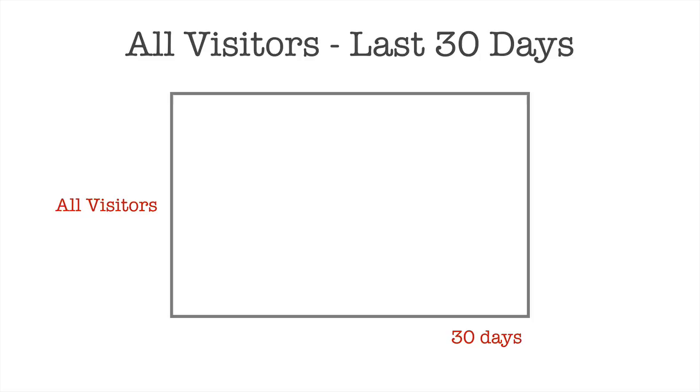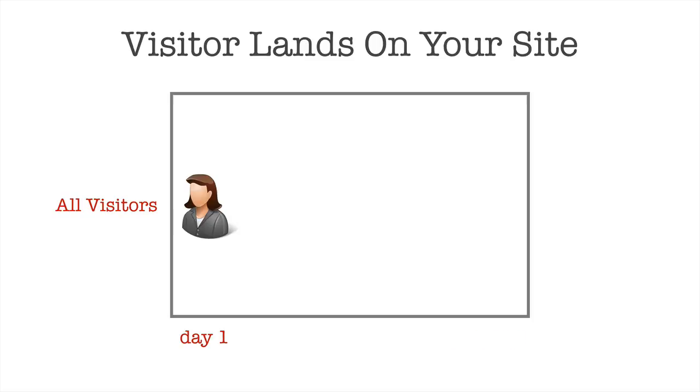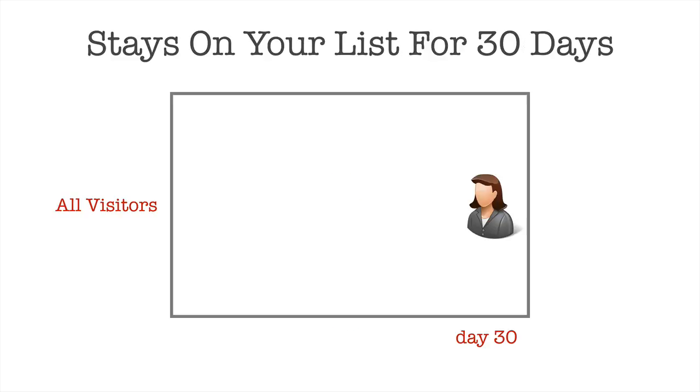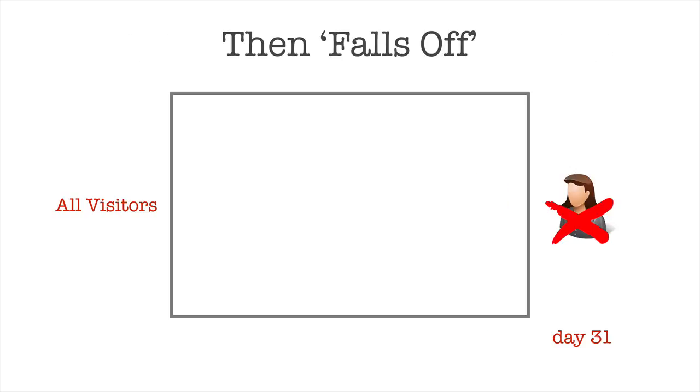And I'm saying this is a 30-day list, which means on day one, somebody comes along and they land on your site, they get added to your all visitors 30-day list. A couple of weeks later, they are still on the list because it's still within 30 days that they first landed on your site. 30 days later, they're still on the list, and then the next day, I like to think of this as they fall off the end of the list. So on day 31, on day 40, on day 50, if they haven't been to your website in the last 30 days, they are no longer on your 30-day list.